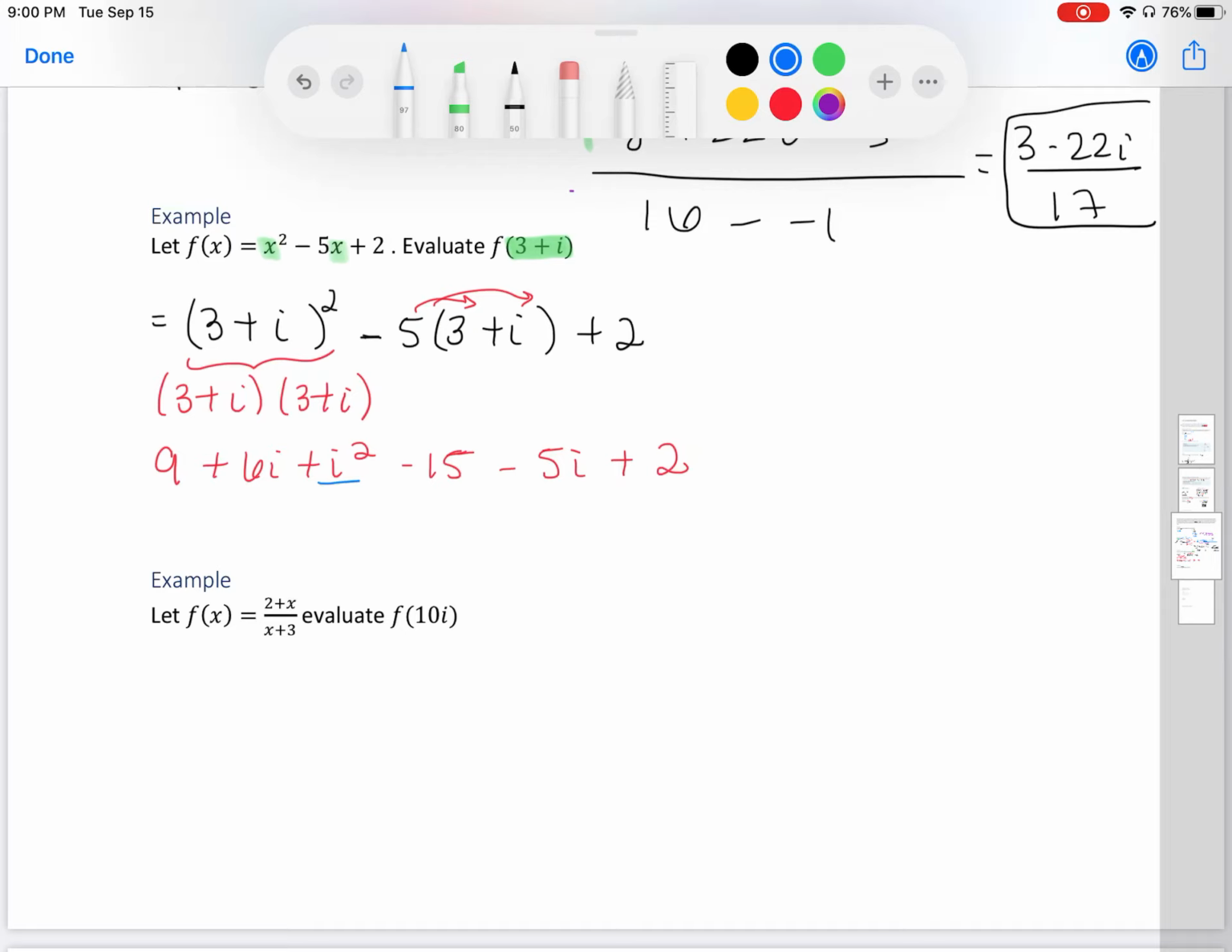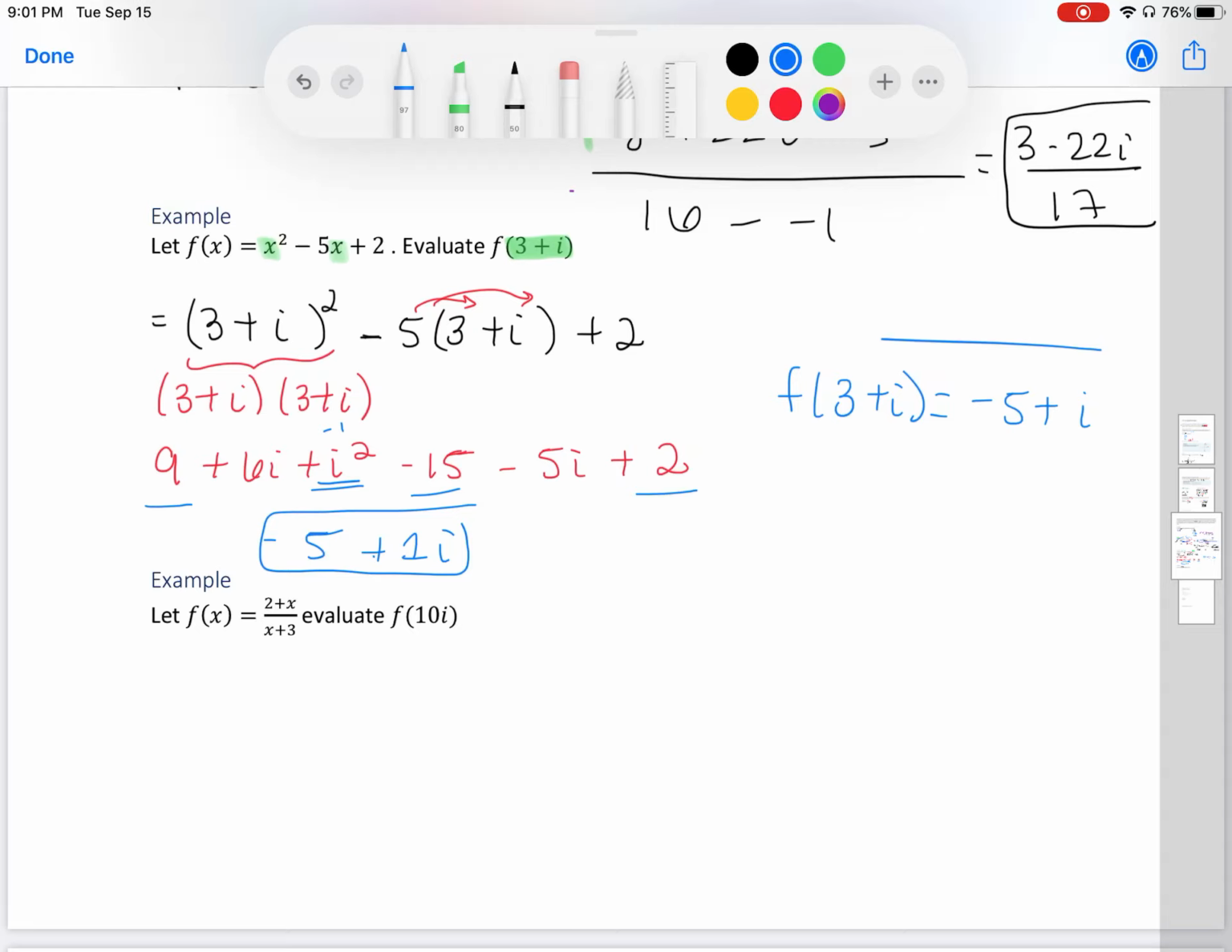Okay, let's combine like terms. I have 9 minus 1 is 8, plus 2, we have 10, minus 15, we have negative 5. And then 6i minus 5i plus 1i. And that is our answer. So we can say f of 3 plus i is equal to negative 5 plus 1i, or just i.